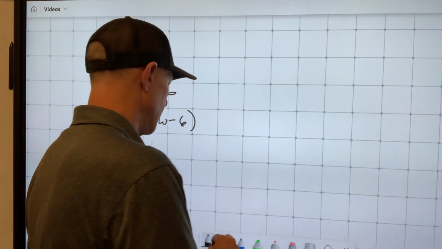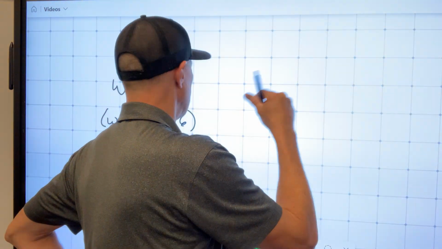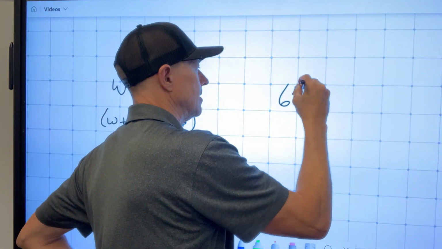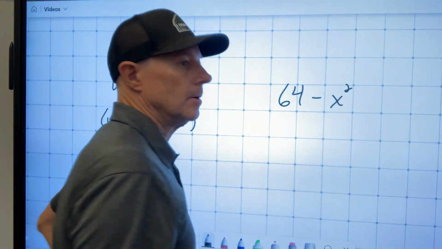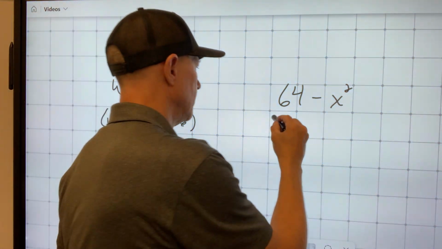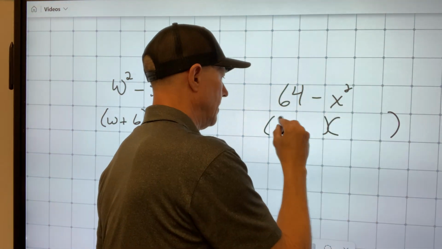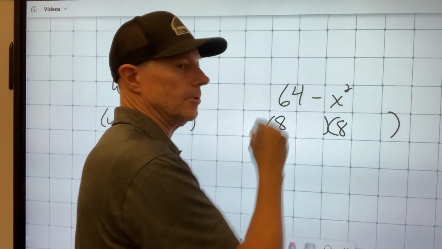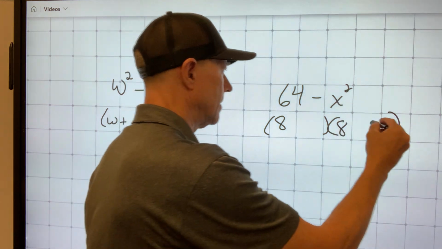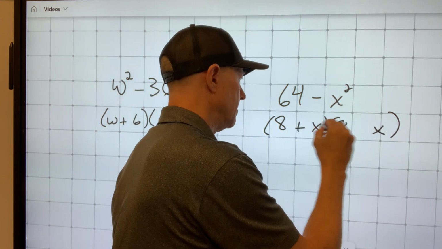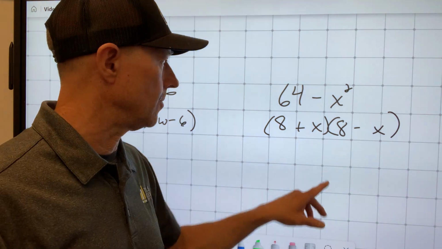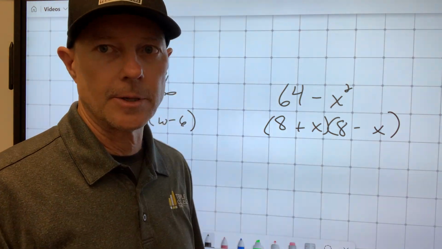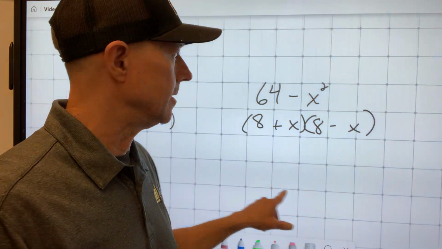Okay, let's turn it around, because sometimes students get confused if it's turned around. What if I have 64 minus x squared? Well, the 64 is first, so you just put the 8 first, which is the square root of 64. You put the x second. You make one plus, you make one minus. We could factor out a negative and change the order, but there's no need to do that. There it's factored, okay? So that's easy enough.